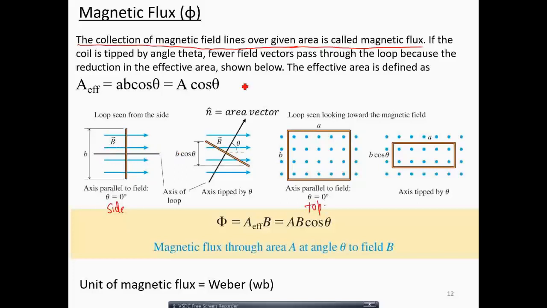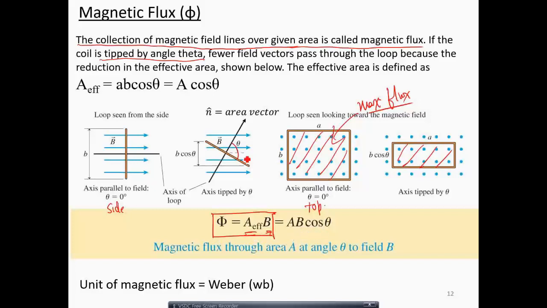Now, what happens if you rotate the coil by some angle theta? Fewer magnetic lines, or less magnetic flux, will pass through the coil, right? The effective area will decrease. Here it has the maximum flux passing through the coil, but when you rotate it by some angle theta, the effective area is reduced. By how much? By cos theta. So the flux is defined by the effective area times the magnetic field. The product of the effective area of the coil times the magnetic field is defined as the magnetic flux, and the effective area is A cos theta.